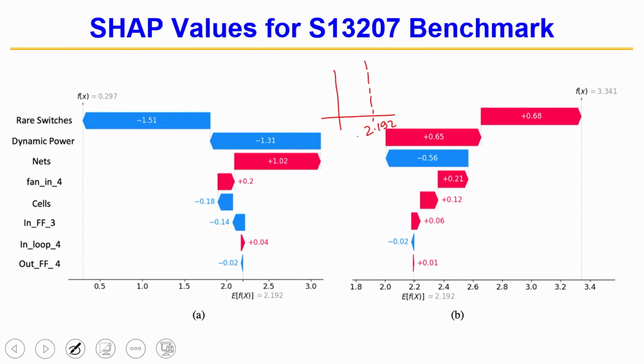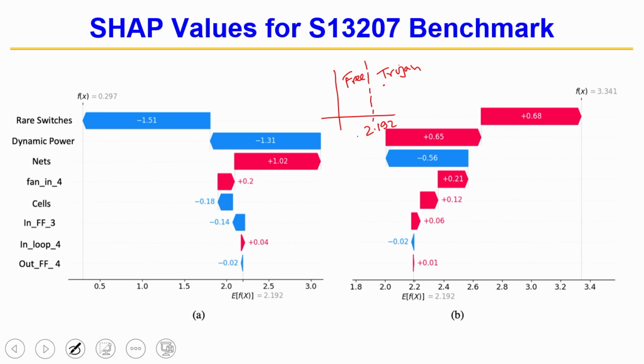at 2.192. If the final score is on the left, then it is Trojan free. If it is on the right, then it is Trojan inserted. So, that is the 2.192 line. Now, how the ML model gets that line, we can talk offline, but now that we have that line, what are these features doing?